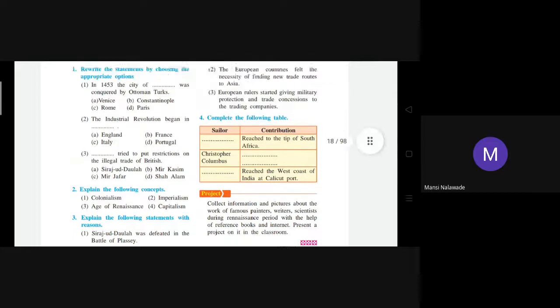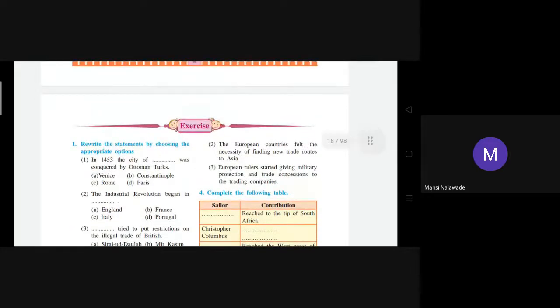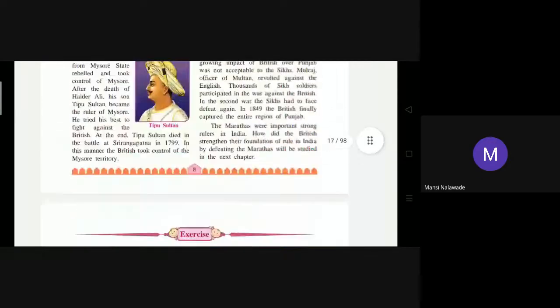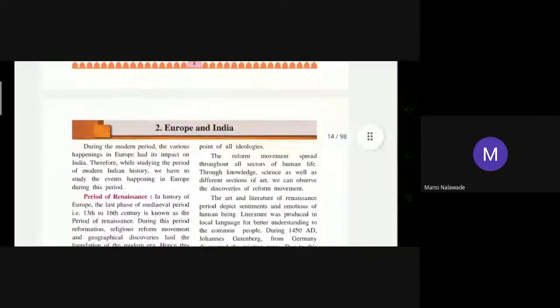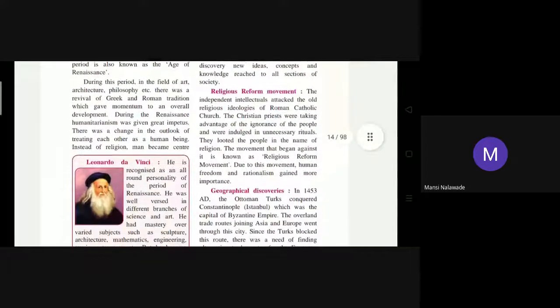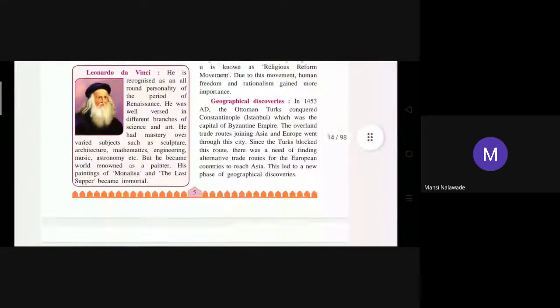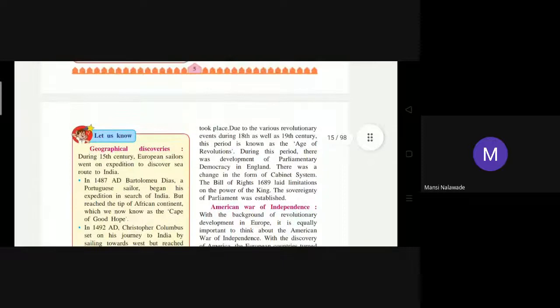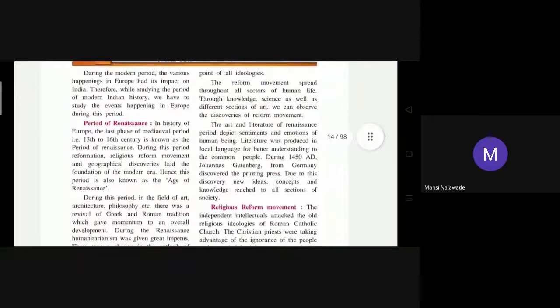In the history of Europe, the last phase of medieval period, that is 13th to 16th century, is known as the period of Renaissance. During this period, Reformation, religious reform movement, and geographical discoveries laid the foundation of the modern era. Hence, this period is also known as the Age of Renaissance.